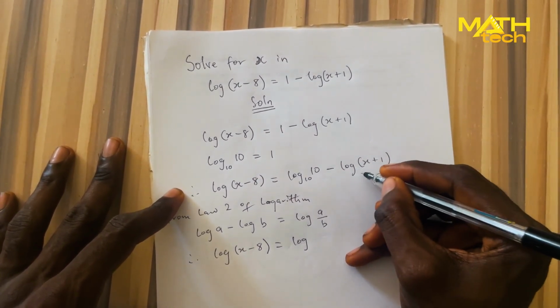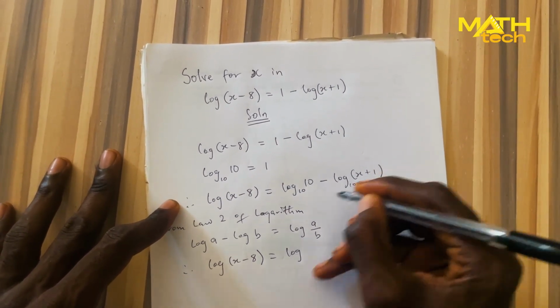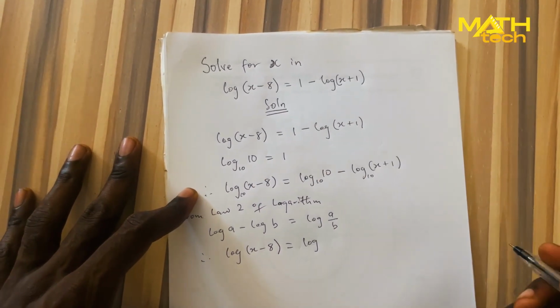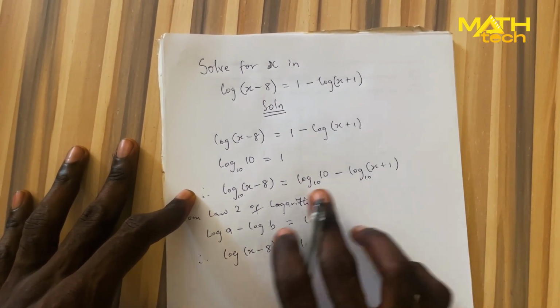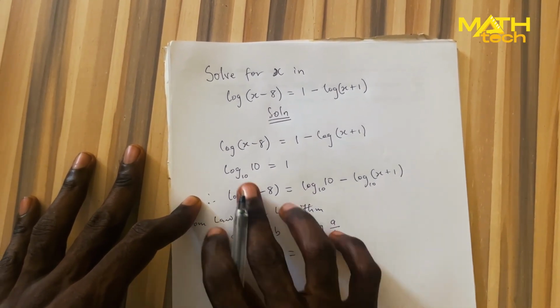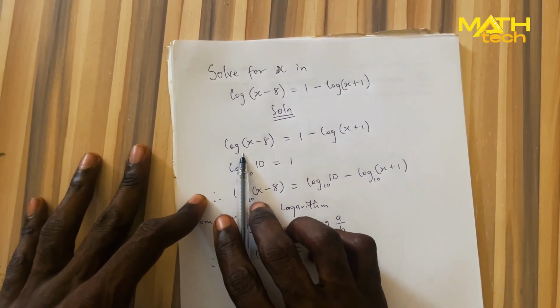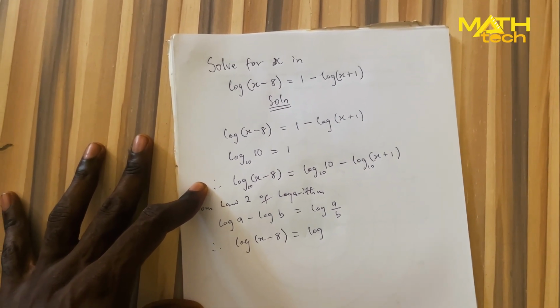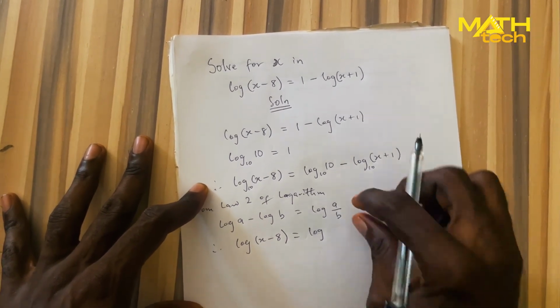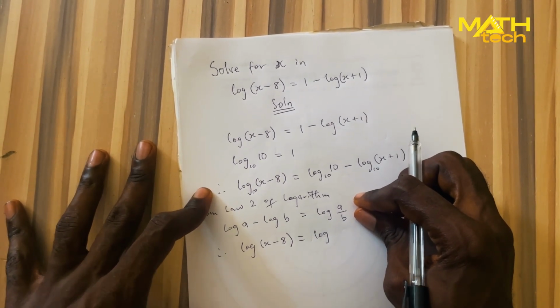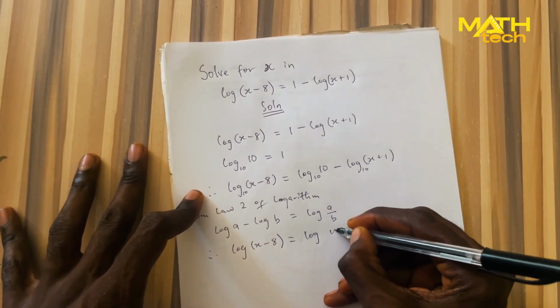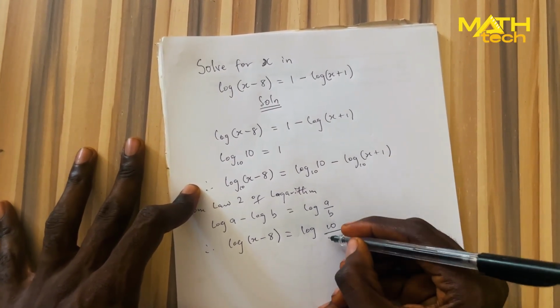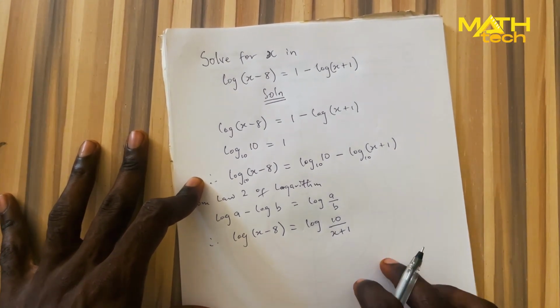Even without me identifying base 10, I can still put base 10 here and here, so we don't get confused why there's a 10 here and no 10 there. By default, when there's no identified base, it means that logarithmic expression is in base 10. We must understand that. So putting this in this form from the law of logarithm, we'll have log of 10 over x + 1.